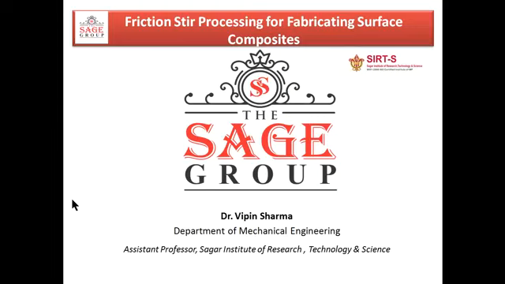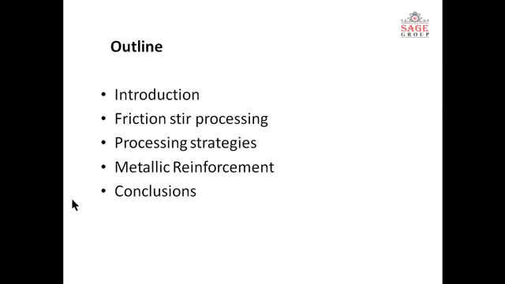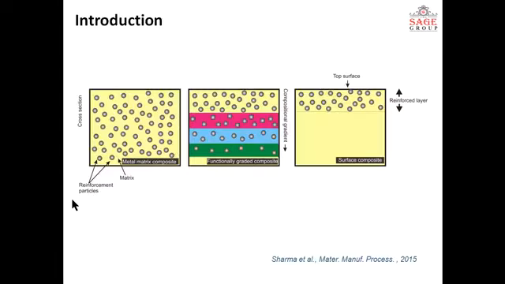So, I am going to discuss one of the important techniques for fabricating composites. The outline of my presentation covers introduction, friction stir processing, processing strategies, metallic reinforcement, and at last conclusion.